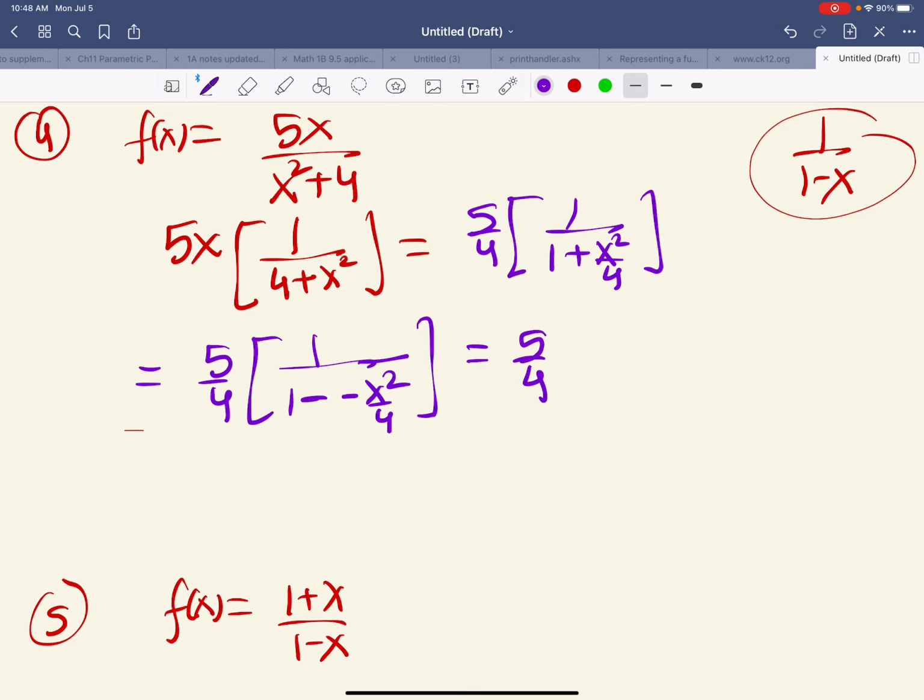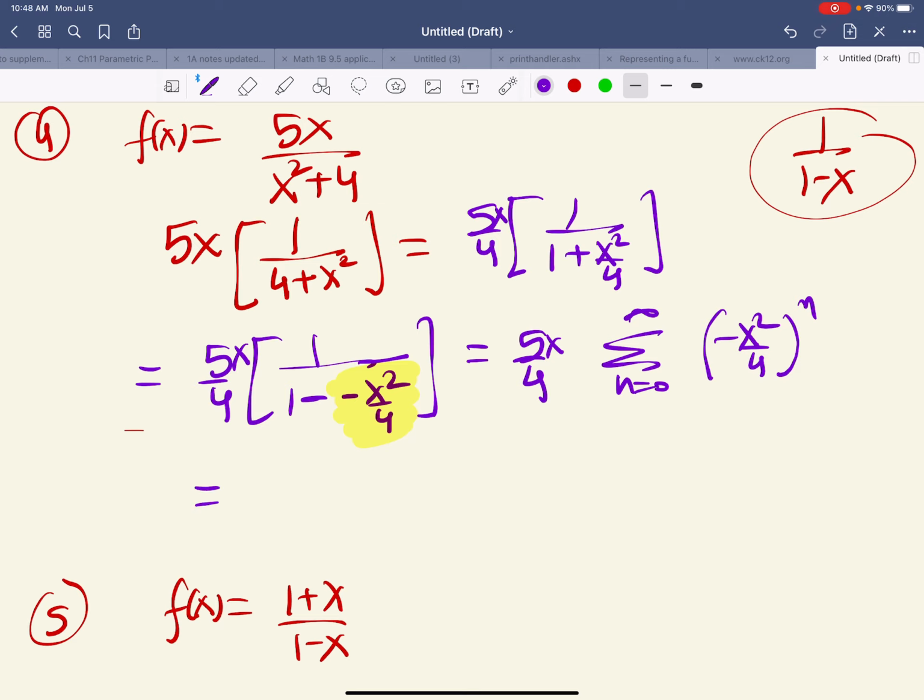So 5 over 4 is pulled out. Actually, we had pulled 5x outside. So don't drop that x. We had pulled 5x outside. Summation n is equal to 0 to infinity. Whatever your r is, in this case, it's going to be negative x squared over 4 to the nth power. And this series converges when absolute value of x squared over 4 is less than 1.